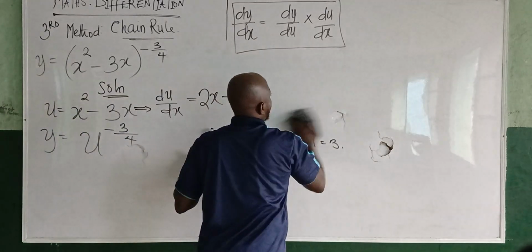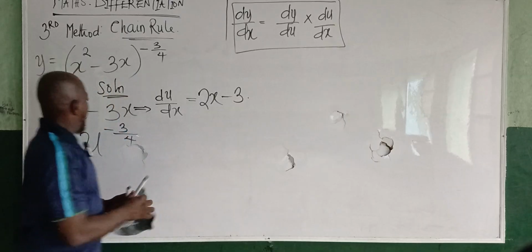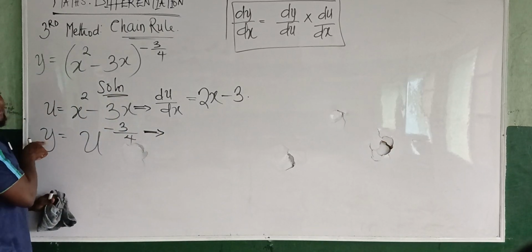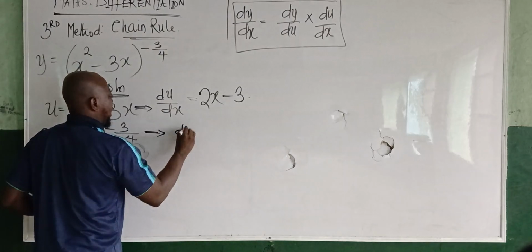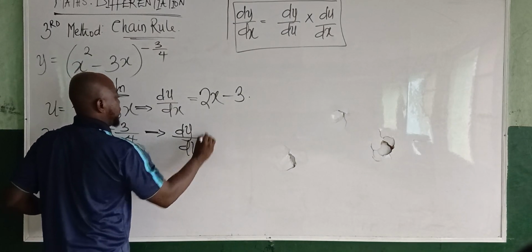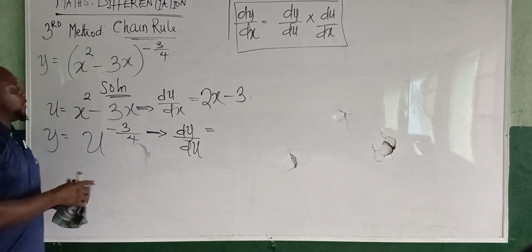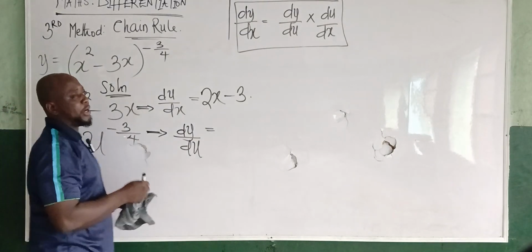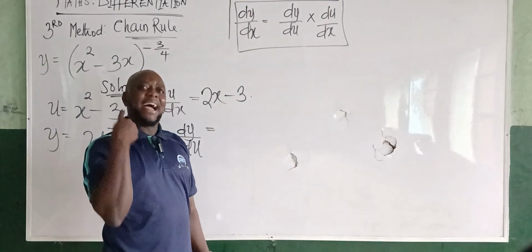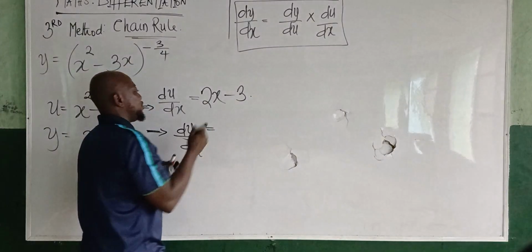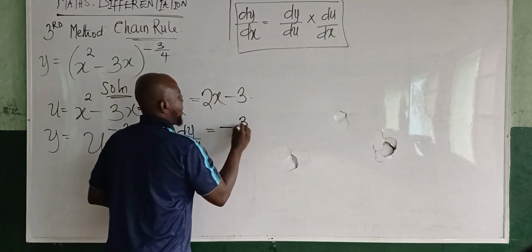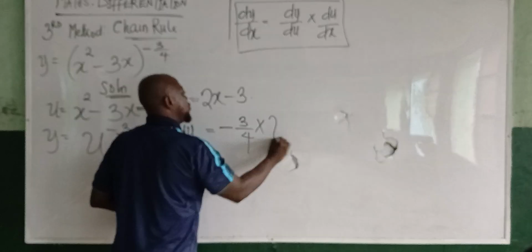Now, what is next? Let's go further. Next up here, I will put this arrow to indicate I want to differentiate. So I'm having dy over du here. This is what I'm having. So what do we do now? We are taking the power to multiply this. You must differentiate u because our constants are y and u whenever you want to solve chain rule. So I have minus 3 over 4 times u.